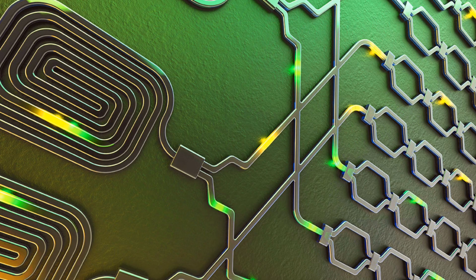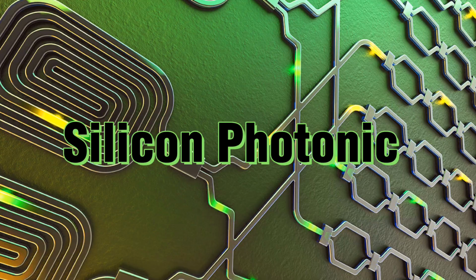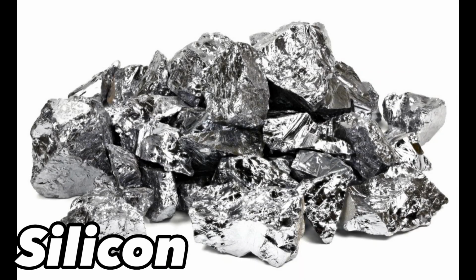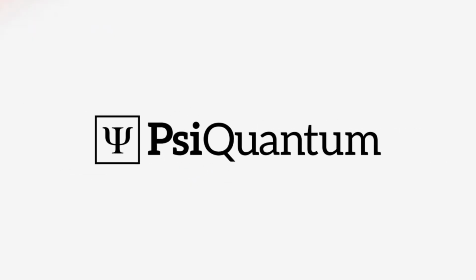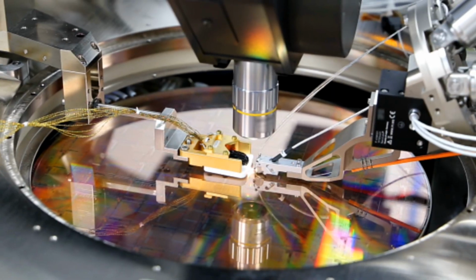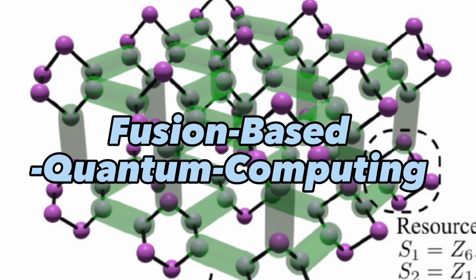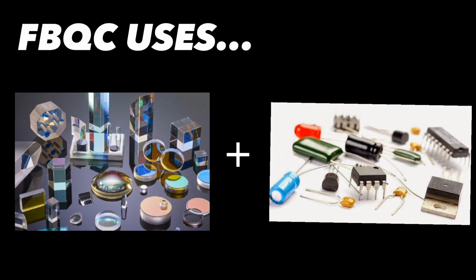Another one is the silicon photonic quantum computer. It uses silicon to create optical components. This is done by carving tiny channels in silicon wafers, which allows light to be guided through the chip. PsiQuantum, a young company, takes an approach of creating these silicon photonic computers that are based on their fusion-based quantum computing, or FBQC, architecture. FBQC uses a combination of optical and electronic components to create a scalable quantum computer that never breaks down.